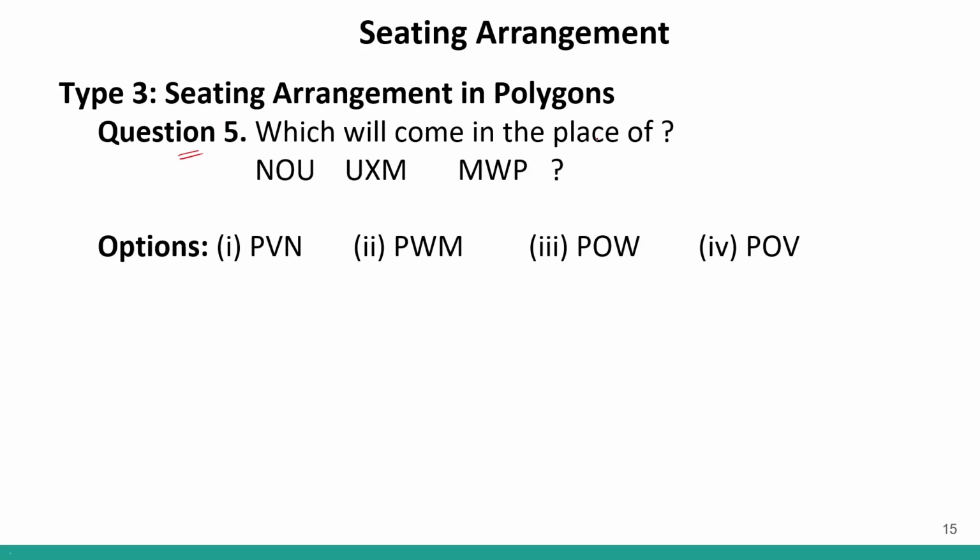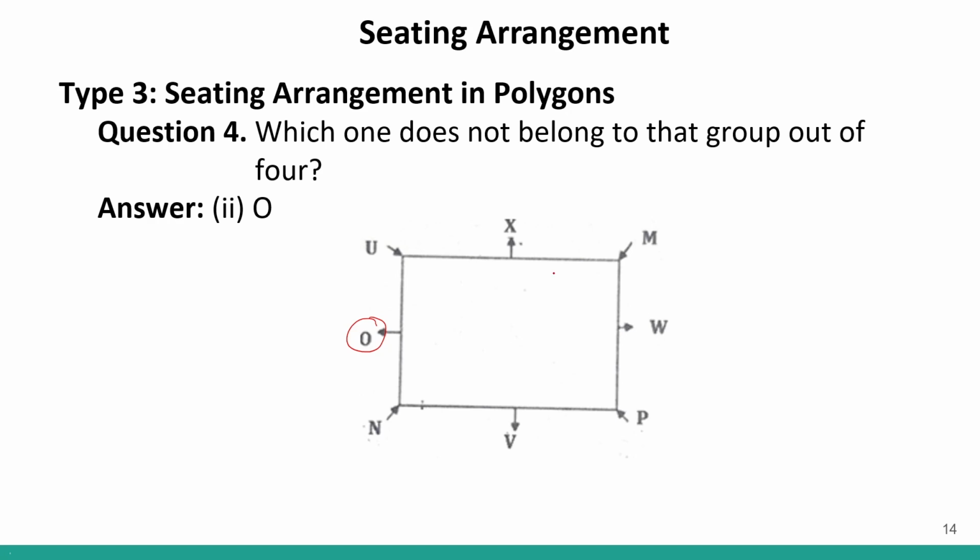Next question is, which will come in place of this? So we have NOU, UXM, MWP. So if I look over here, this is the diagram.